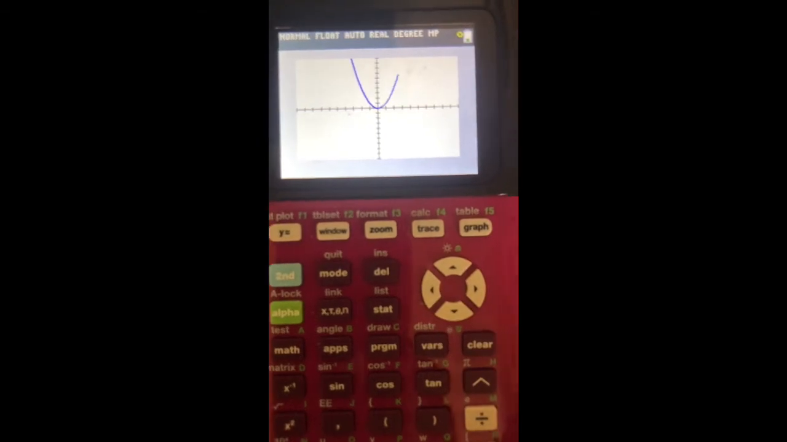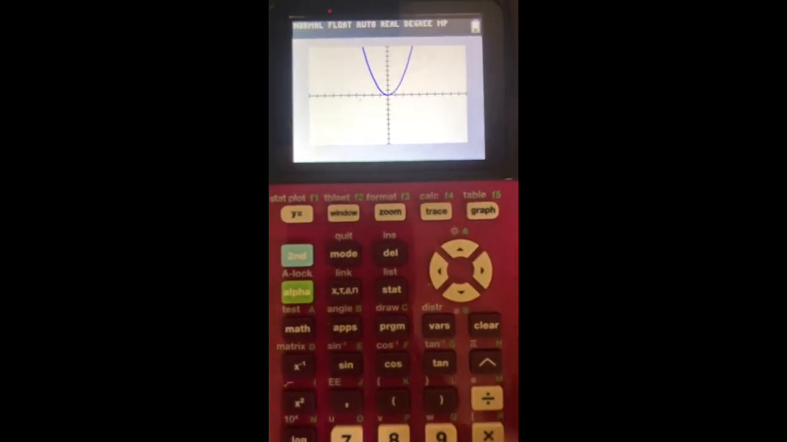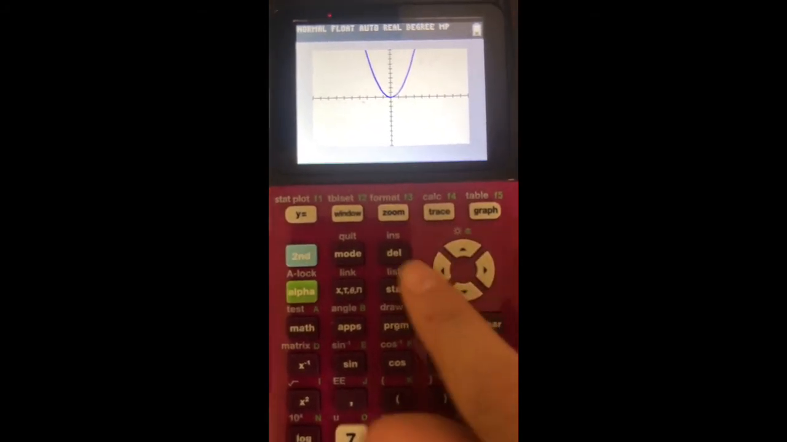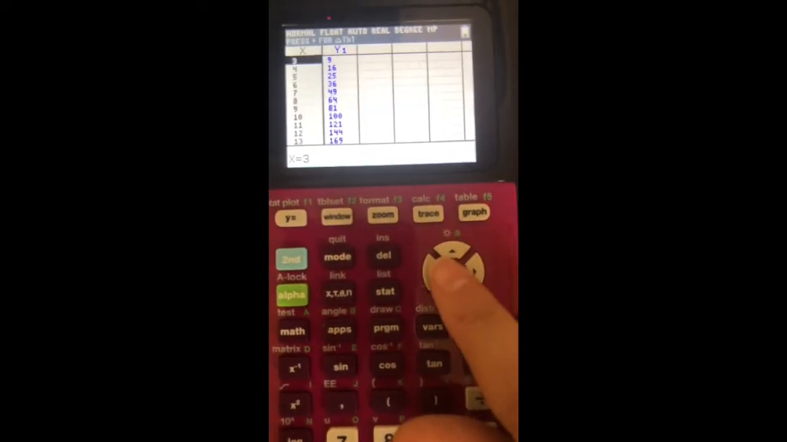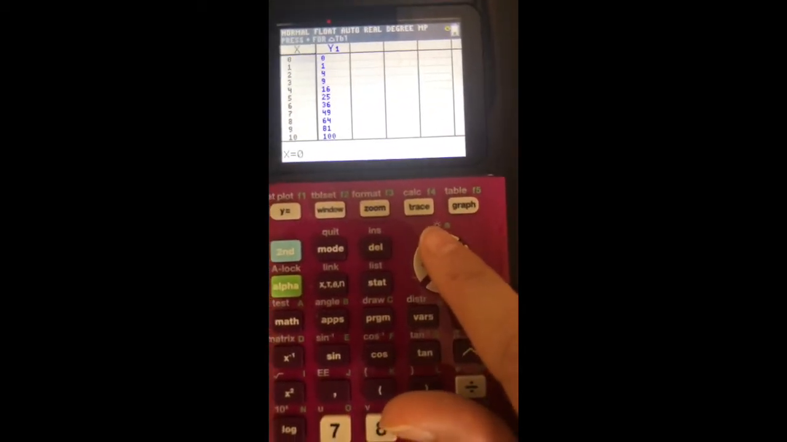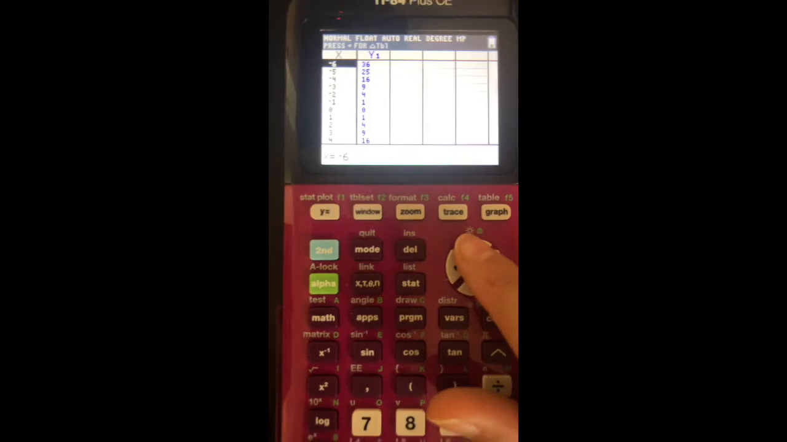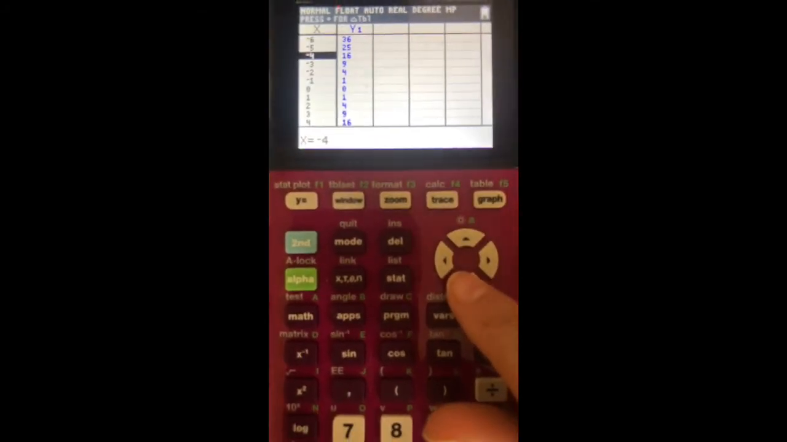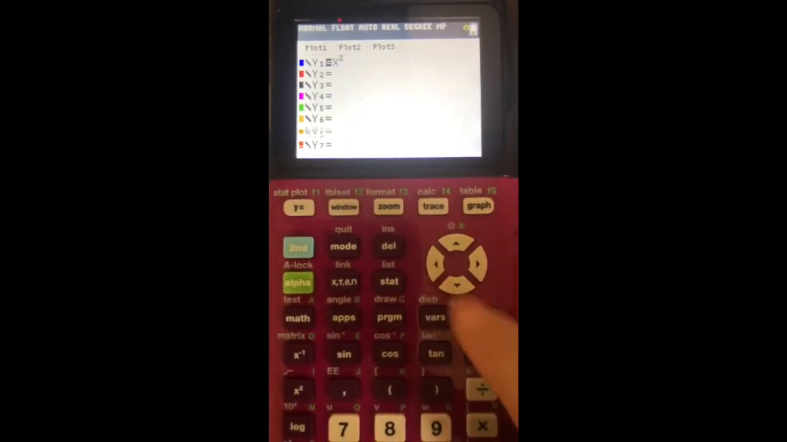And you should get a lovely graph. Awesome. Okay, the cool thing is you can go to, where is it? Table. So you can go to second graph, which is table, and then you can see all of the x and y values. So if you were to graph something by hand, you could put it in your graphing calculator and then you can look at all the x and y values, which is pretty helpful. Okay, let's do another one. I'm going to keep that one there.